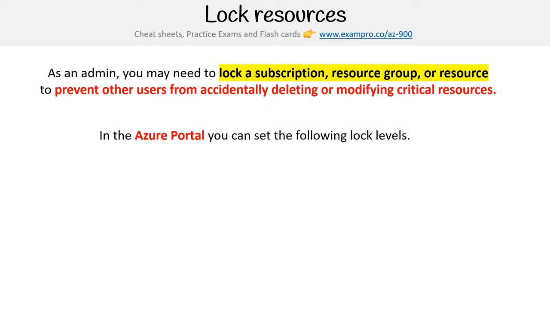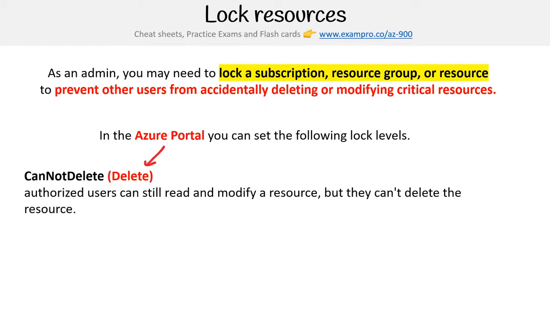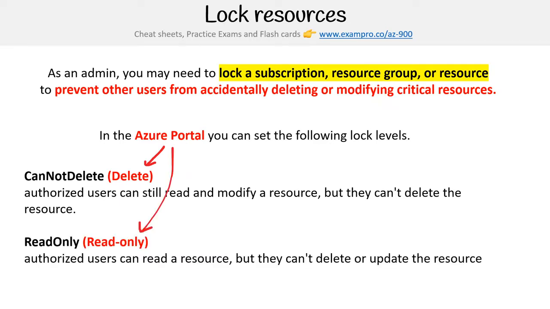In the Azure portal, you can set the following lock levels. You can set it to cannot delete, and in the Azure portal this would just be called delete. This allows authorized users to still read and modify a resource, but they cannot delete the resource. Then you have read-only, and in the Azure portal it's going to be read-only. With this, authorized users can read a resource, but they can't delete or update a resource.